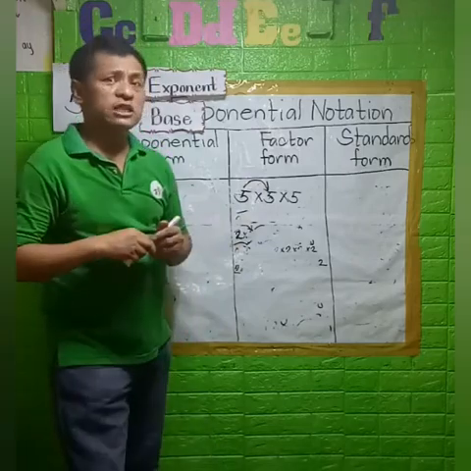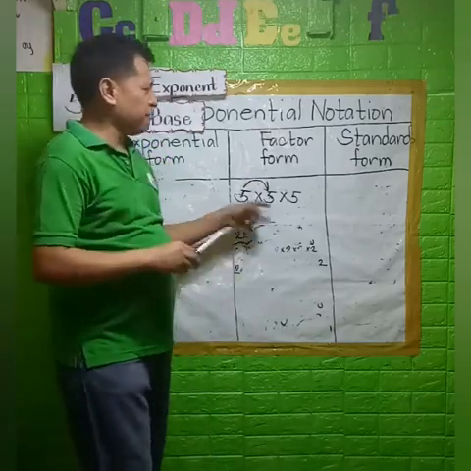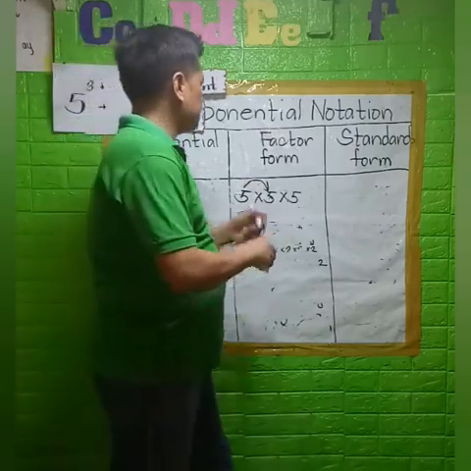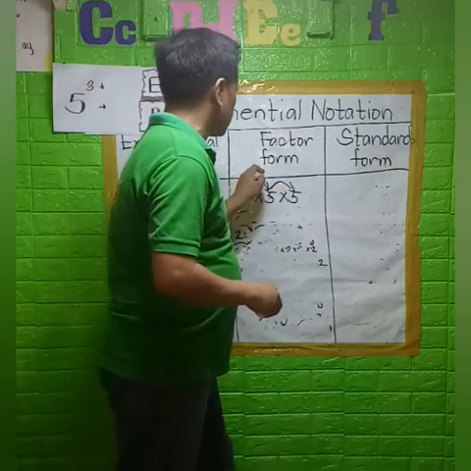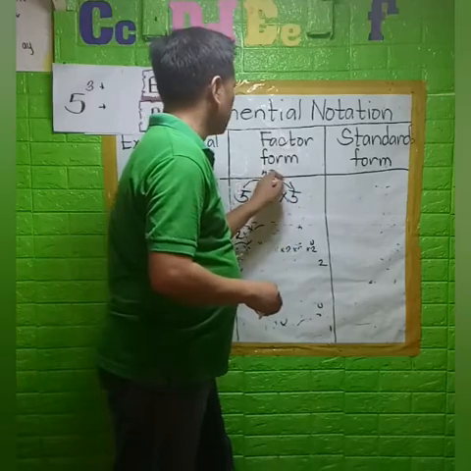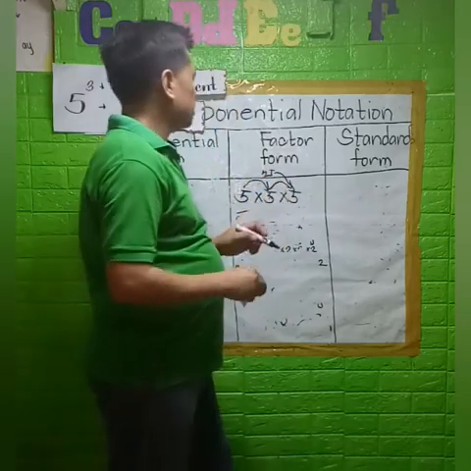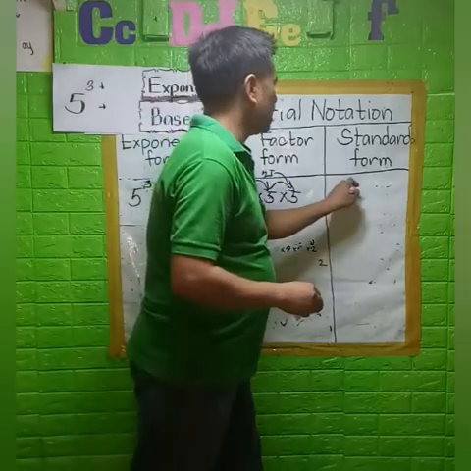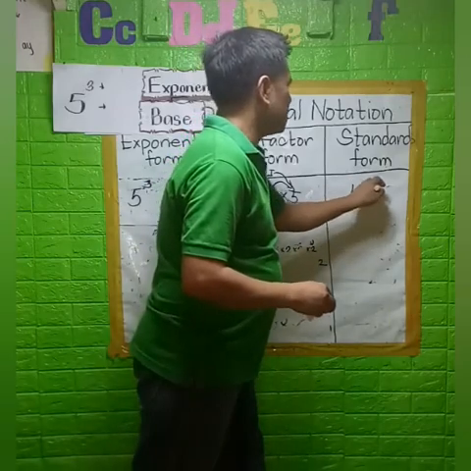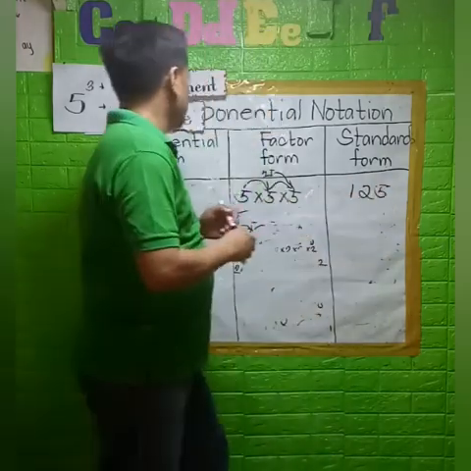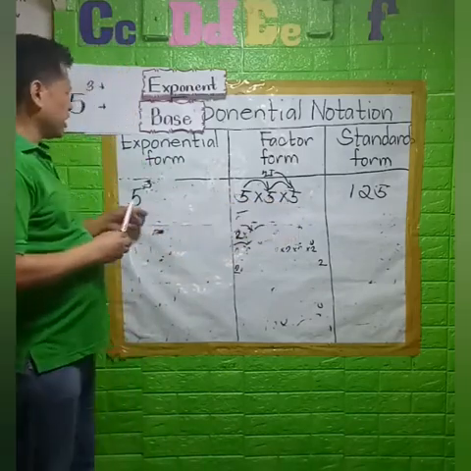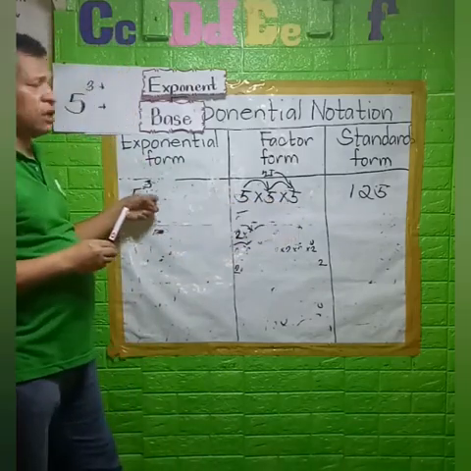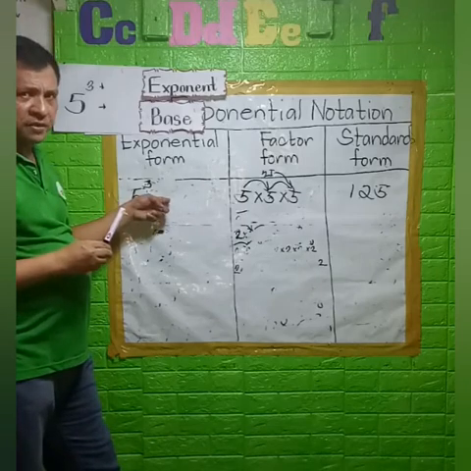5 times 5, which is 25. Then 25 times 5. Then you have to multiply it again here. So that would become 125. That is the product of 5 times 5 times 5, or to make it short, 5 to the power of 3 or 5 cubed.